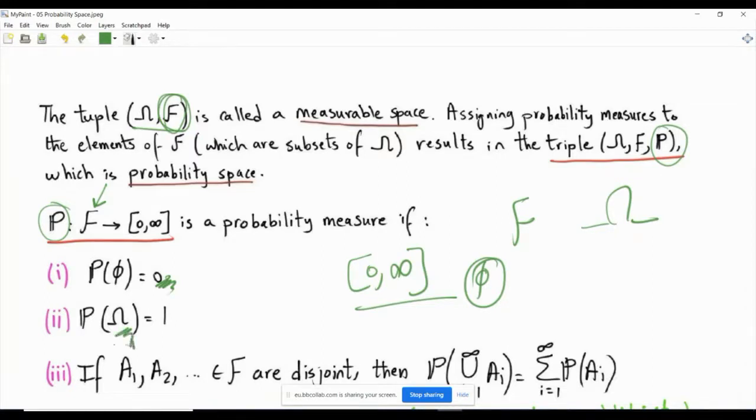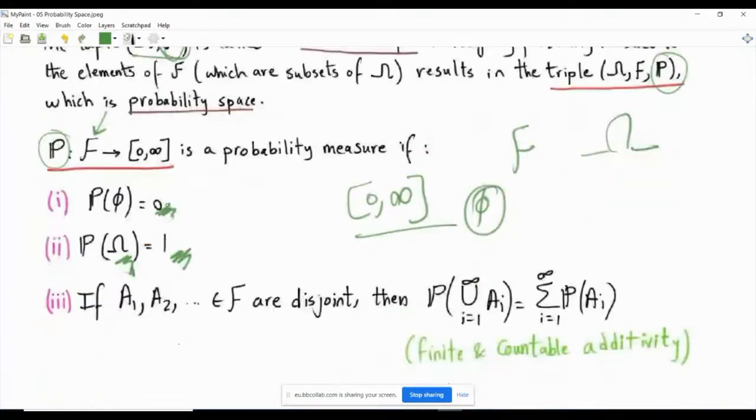And to big omega, you must assign 1. Okay? To big omega, you must assign 1. And so this will basically impose the fact that you never use numbers greater than 1 in probability. But for general measures, you can use numbers greater than 1. In fact, you can use plus infinity. Okay?